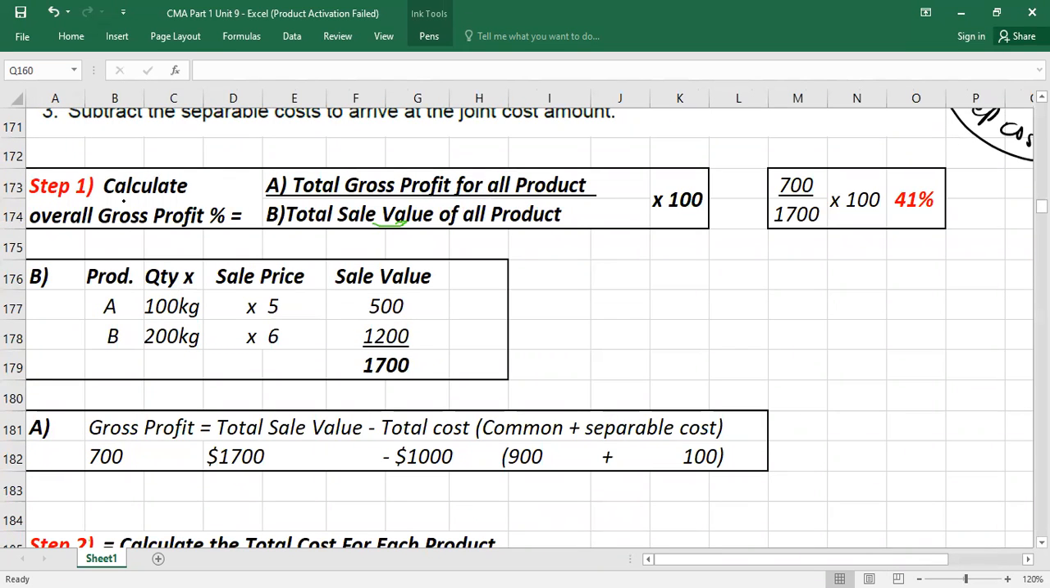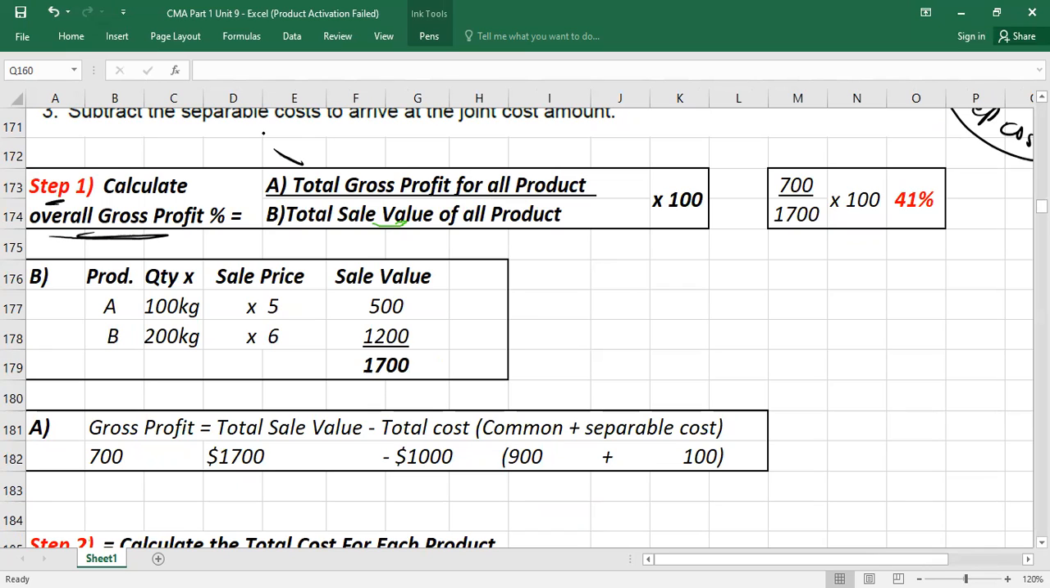First of all, what we will do, we will calculate this step 1. I'm going first. What was step number 1? We have to calculate what? Overall gross profit percentage. How you will do it? First, write the GP formula, GP ratio formula.